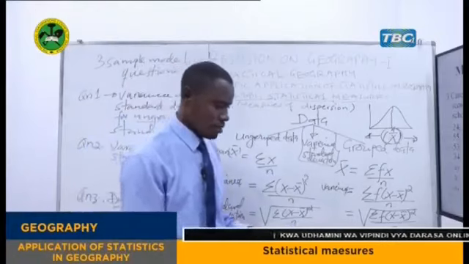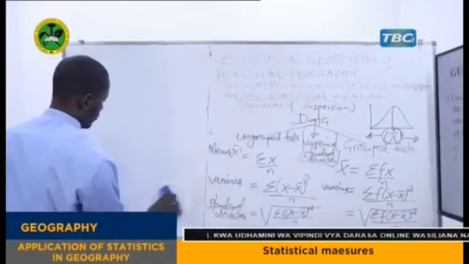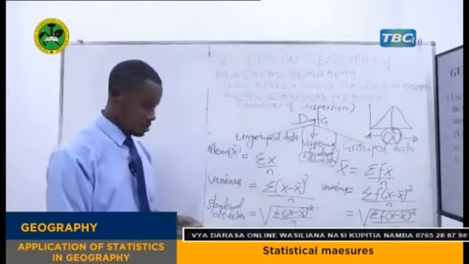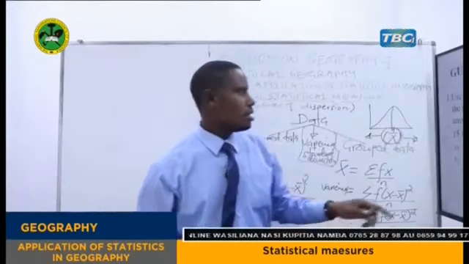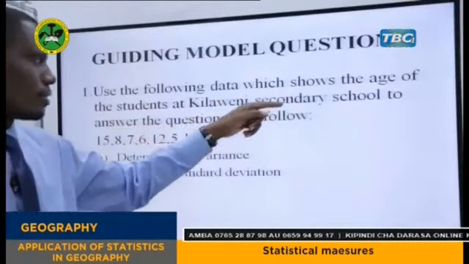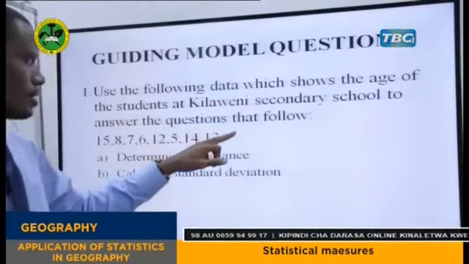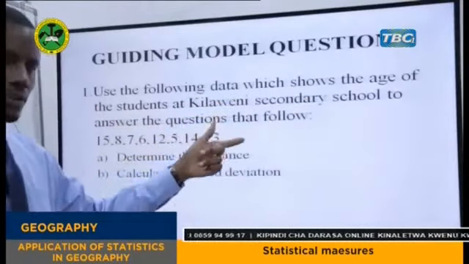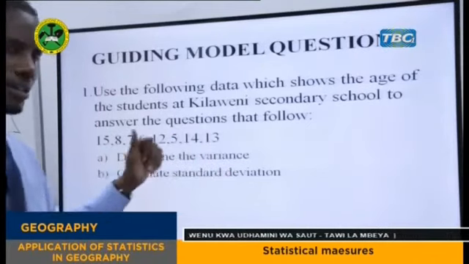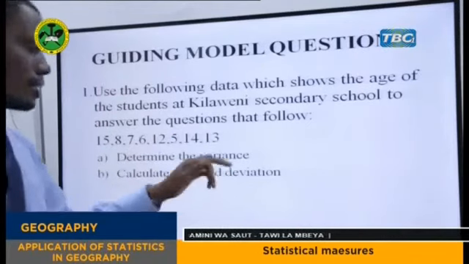Let's go to the first question. Question number 1 is for ungrouped data. We have been given the following data, which shows the ages of the students at Kilaweni Secondary School, to answer the questions that follow. So we have 15, 8, 7, 6, 12, 5, 14, and 13. Then we have been asked to determine the variance, and to calculate the standard deviation.